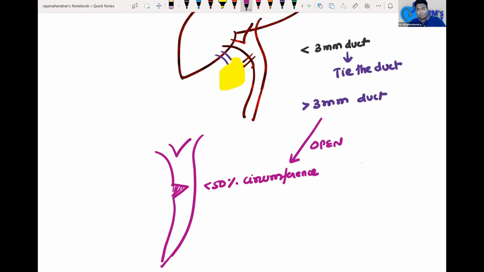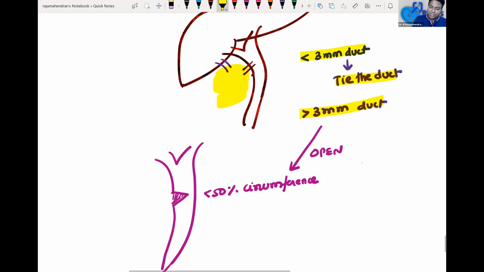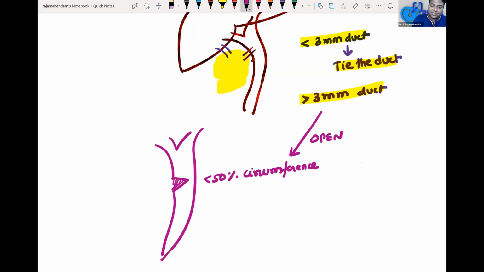At every point of this time, I'll tell you, you should never hesitate. If there is a bile leak, some bile is coming out during laparoscopic cholecystectomy, never hesitate to convert it to open. Immediately convert to open. If the duct size is less than 3 millimeter, tie the duct. If it is more than 3 millimeter, and the injury is less than 50% circumference, I can do the repair on a T-tube. I will repair this keeping a T tube.